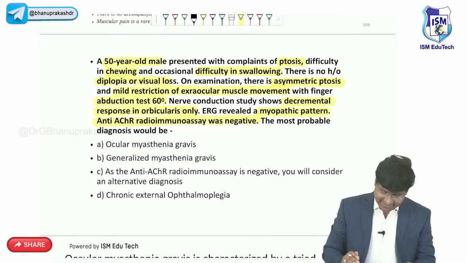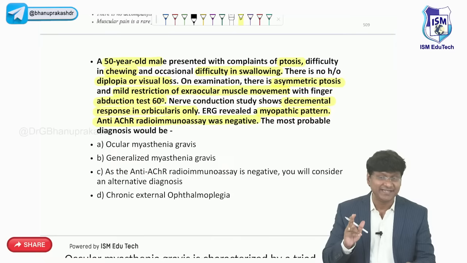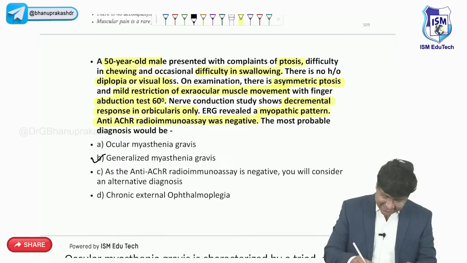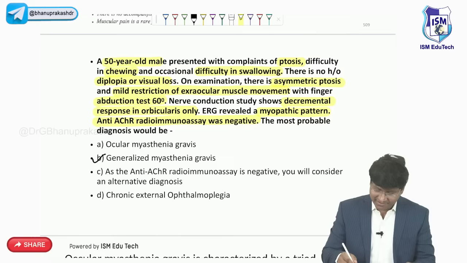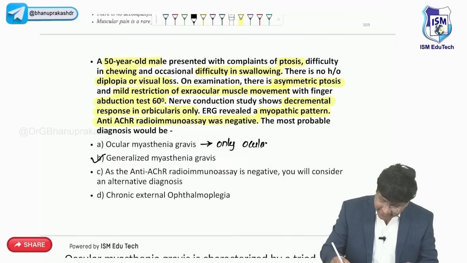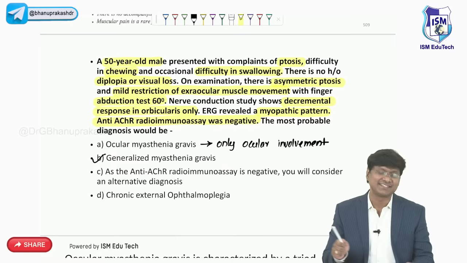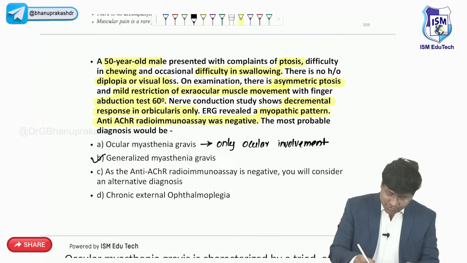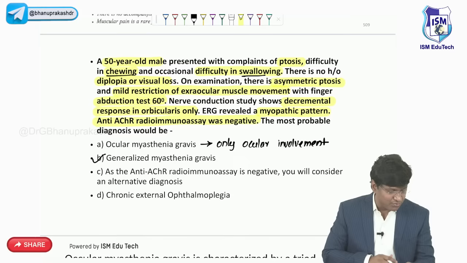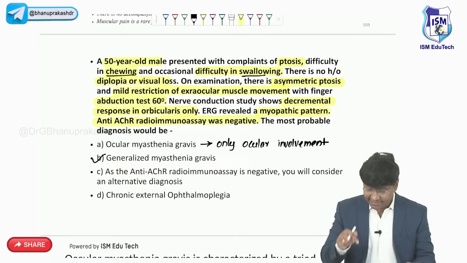Right. Please remember this very important point. It is not ocular myasthenia gravis. It is generalized myasthenia gravis. Why? Because in ocular myasthenia gravis, you have only ocular involvement. In generalized myasthenia gravis, apart from ocular involvement, you have other manifestations as well. The individual is having difficulty in chewing and difficulty in swallowing. You will not have that in ocular myasthenia gravis.